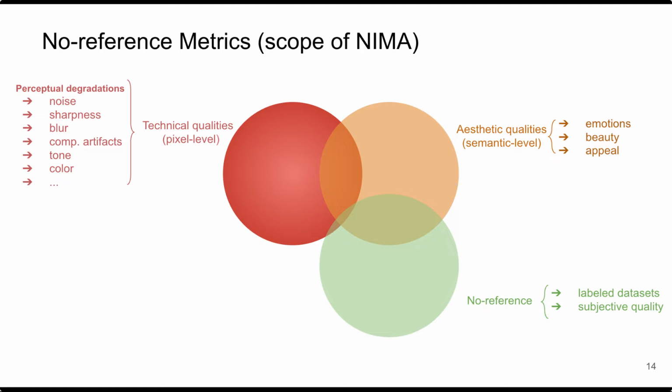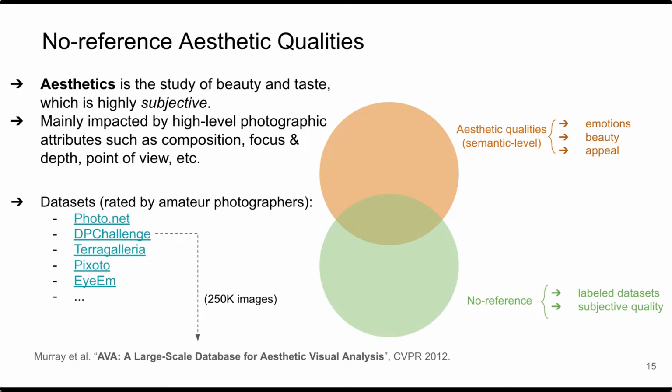The scope of NIMA is no reference metrics, and it covers both technical quality assessment and aesthetic quality assessment. More specifically, for no reference aesthetic quality assessment, we focus on the AVA dataset, which was established in 2012. The source images and the ratings came from datasets that were rated by amateur photographers in photography contests. The nature of this problem is very subjective, and it mainly deals with high-level photographic attributes such as point of view, composition, framing, focus, depth, and so on and so forth.